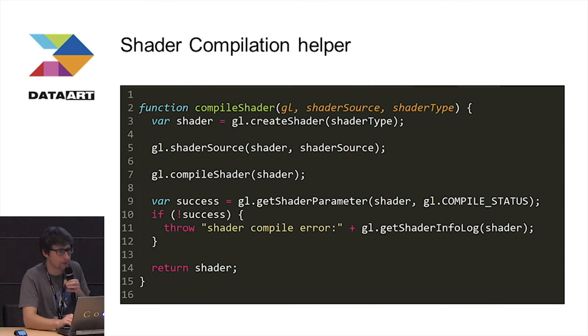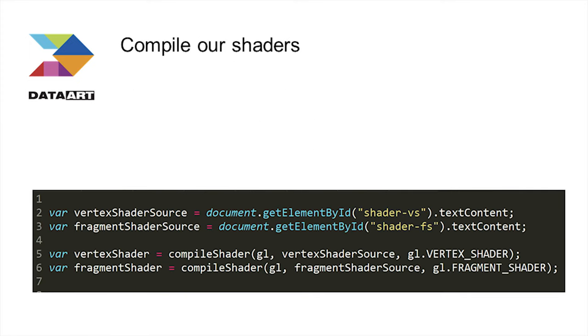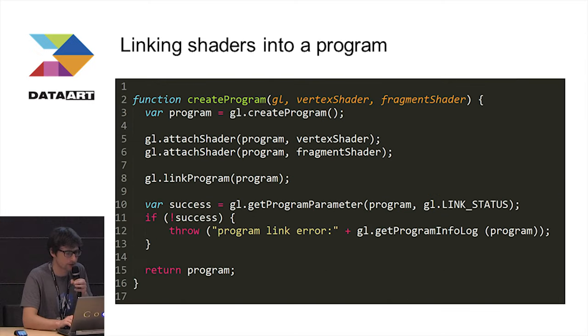So then we need to create a shader and compile the shader. We're creating this helper function, just GL API functions: create shader, pass in the source, compile, and check the compile status. If something goes wrong, we just throw an exception with the info log. And so here we compile our shaders, passing in the source from our non-JS script tags, and the vertex and fragment shaders get compiled.